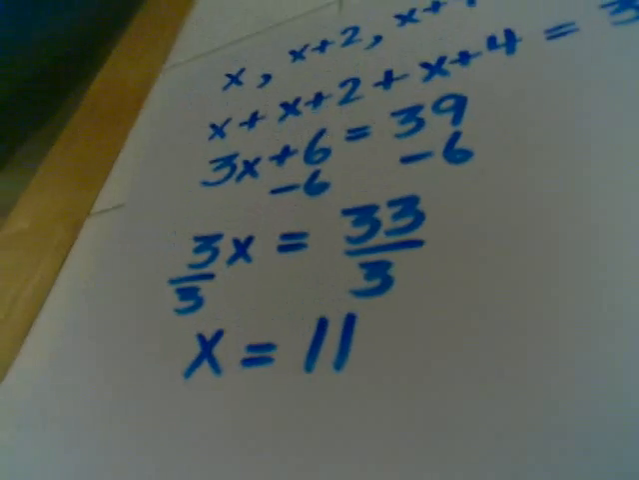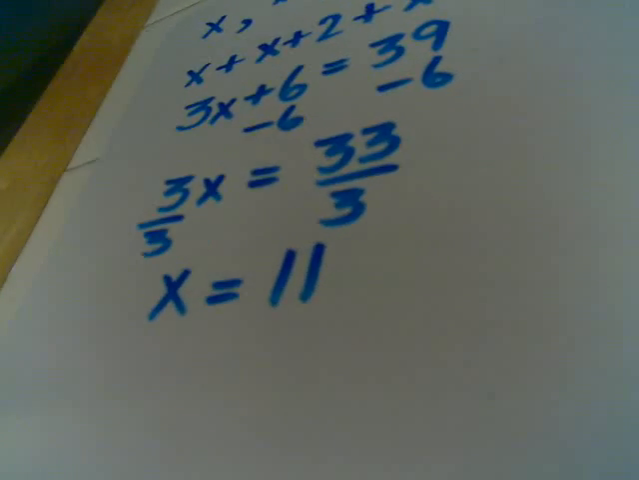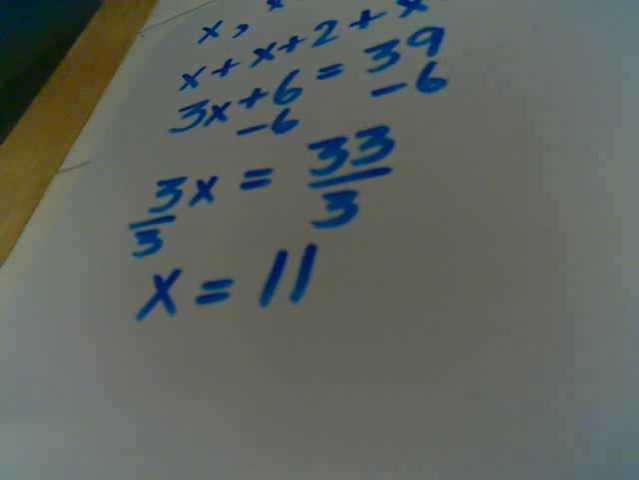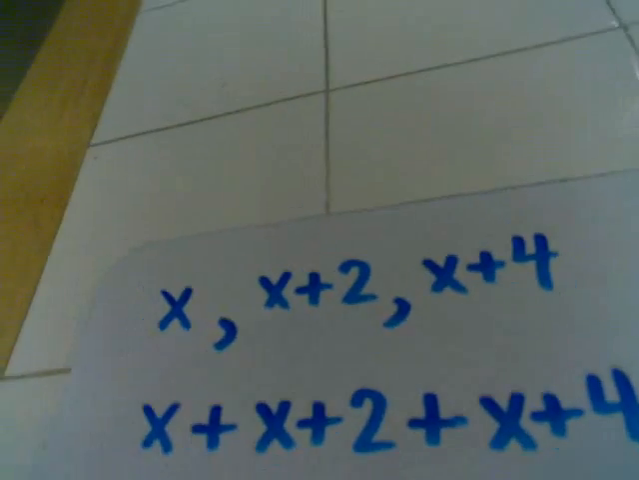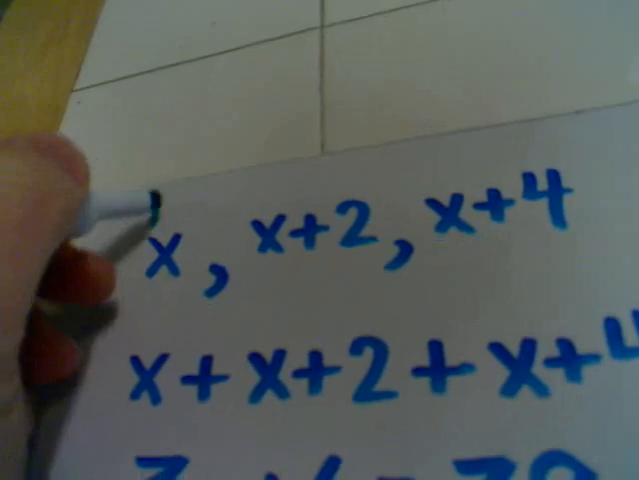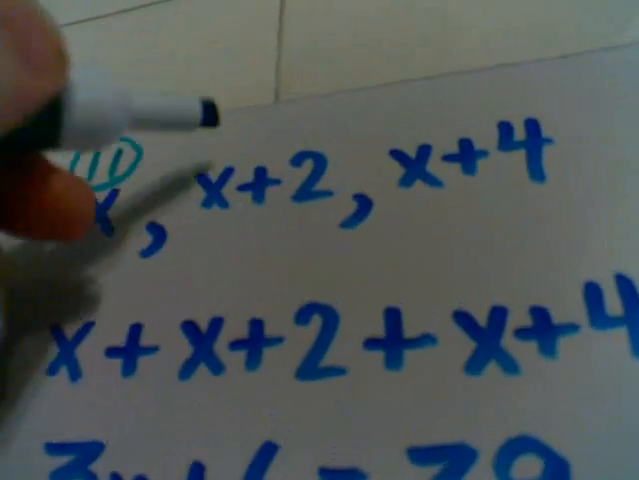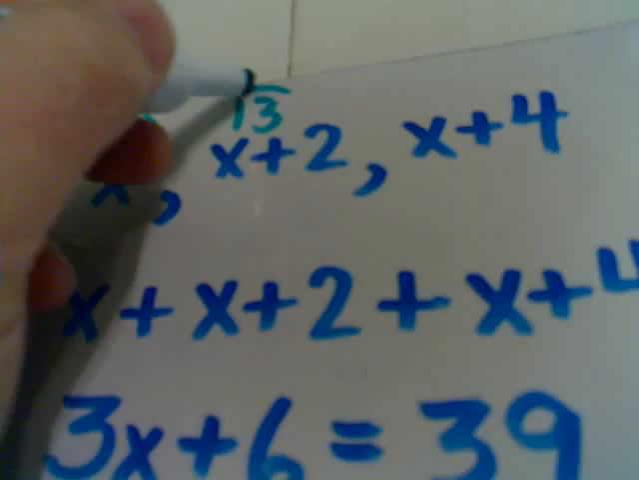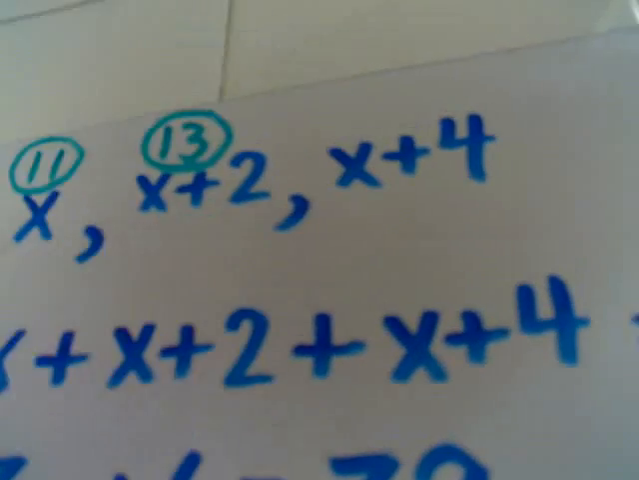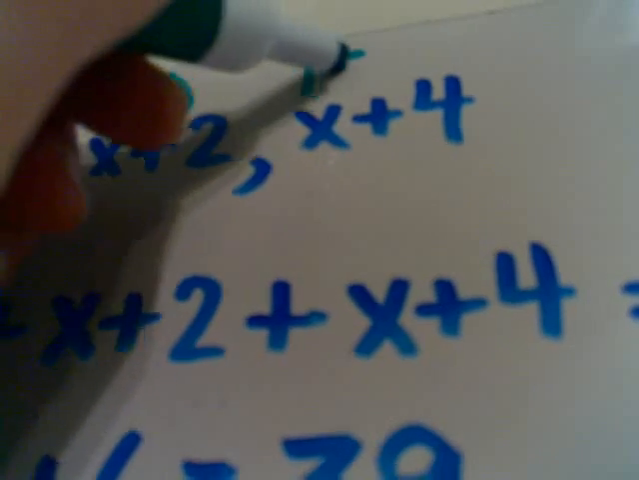Now, I don't want you to just stop with 11. I want you to go ahead and do what the problem says. It says, find the integers, plural. So if you come back up to the beginning of the problem, that means x is 11. There's one answer. 11 plus 2 is 13. There's your second answer. And 11 plus 4 is 15.